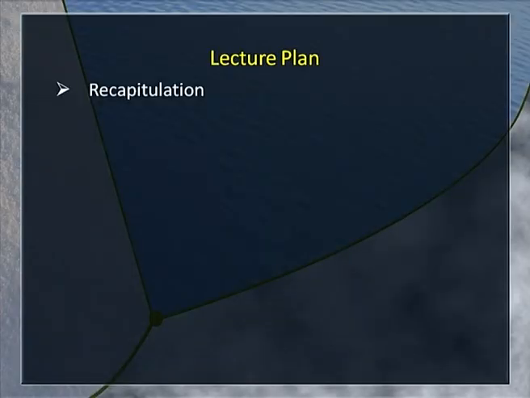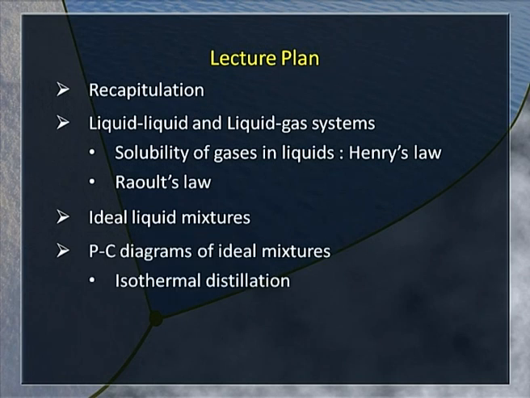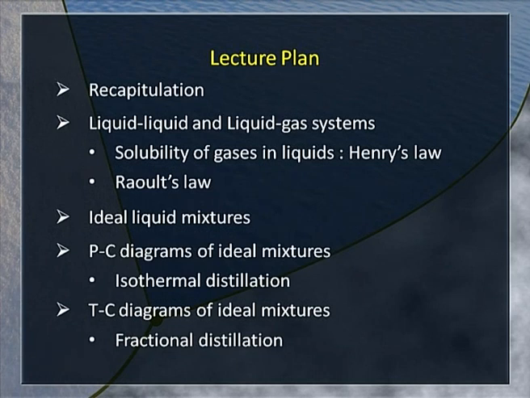In today's lecture, the plan goes like this. We'll start with liquid and liquid gas systems. We'll spend some time on liquid gas systems, although they are not as important as liquid systems. We'll study solubility of gases in liquids, which is related to Henry's law, then Raoult's law, ideal liquid mixtures, PC diagrams of ideal mixtures, based on which we'll talk about isothermal distillation, then TC diagrams of ideal mixtures, which will help us to elaborate on fractional distillation.